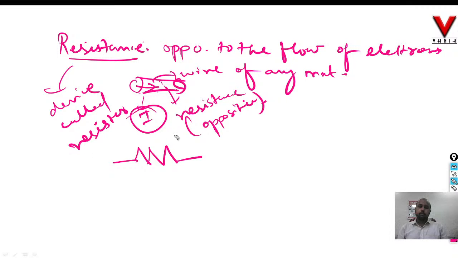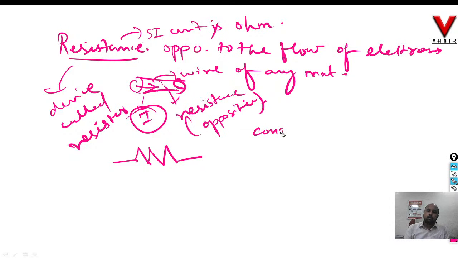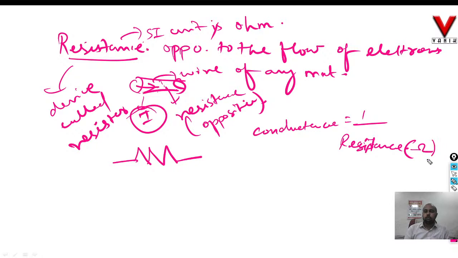Alright, so how do we measure this resistance? Its SI unit is ohm. Okay, its SI unit is ohm. So we have a term called conductance, which is equal to the reciprocal of resistance. Alright, so if I write down this, conductance unit will be, this is nothing but called mho. Okay, mho is the unit of conductance. So hope this is clear to you all.